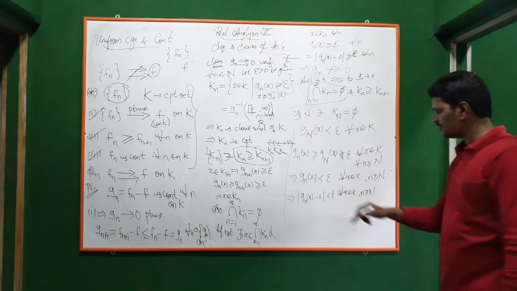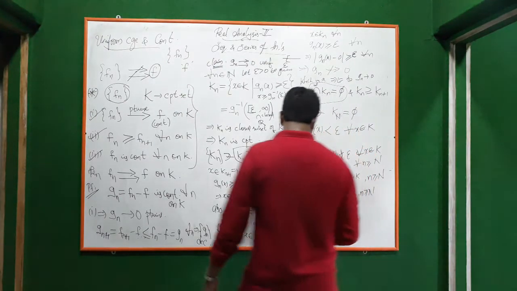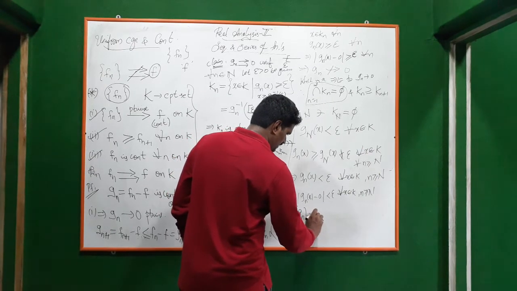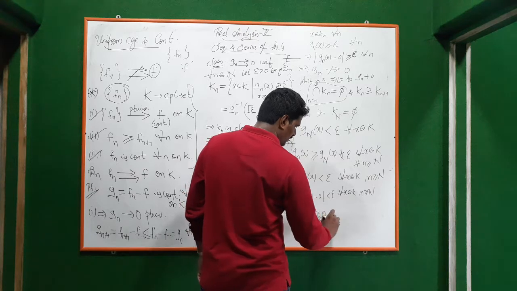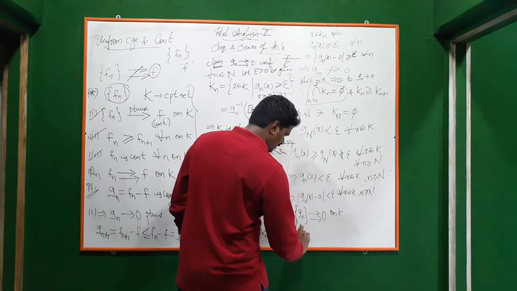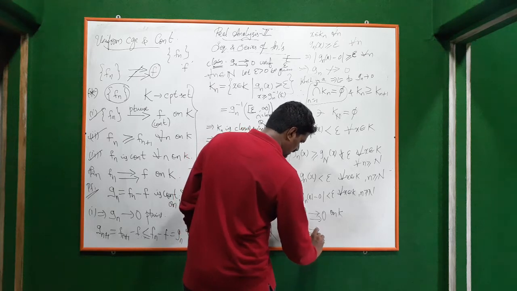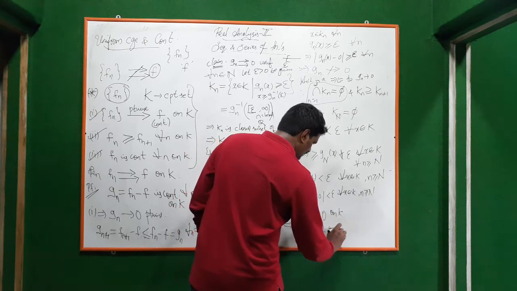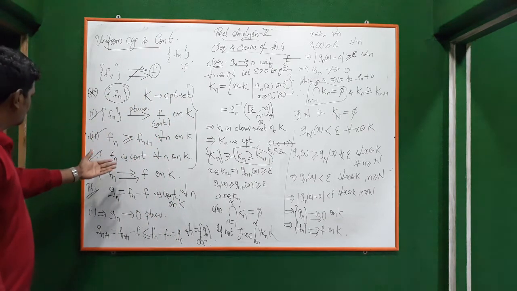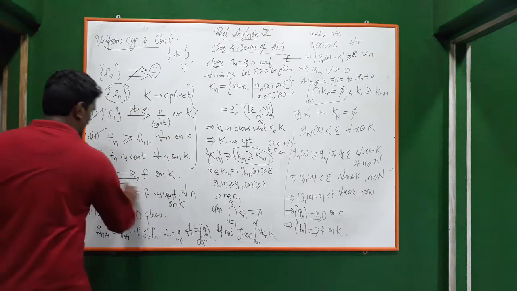This is the definition of uniform convergence. So this implies this sequence Gn converges to 0 uniformly on K. That means Fn converges to F uniformly on K. That's all. So this is the thing we need to prove. So hence this is proved.